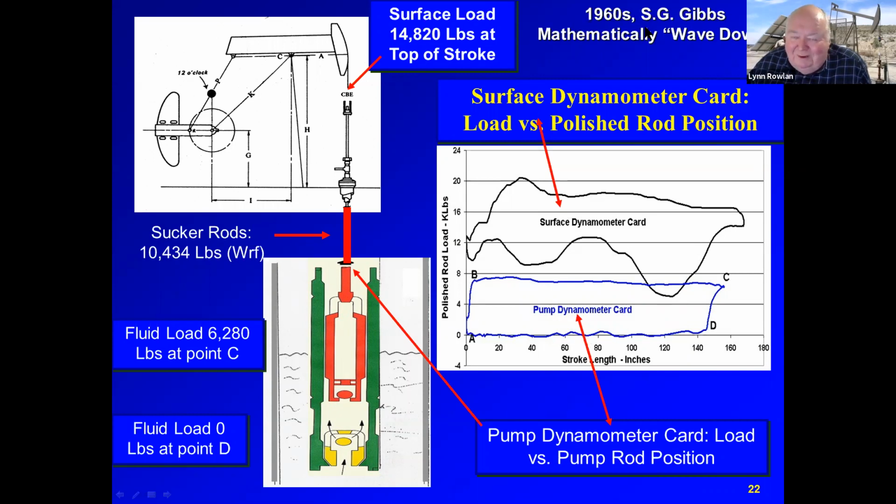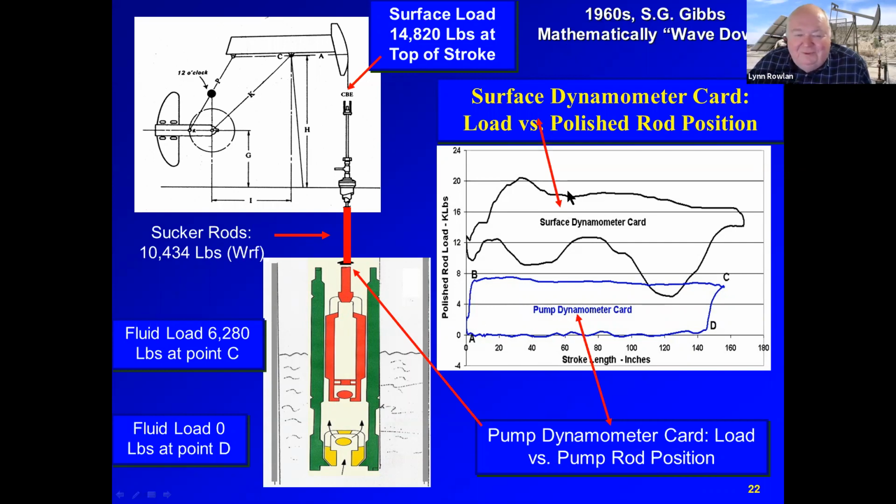So when Sam Gibbs back in the 1960s derived the wave equation, we were able to then start using computers. Well, the computers weren't very good back then. Big mainframes, and eventually we got the portable computers, and we could take this software out to a well and see what was happening at the bottom of a well with this pump card.